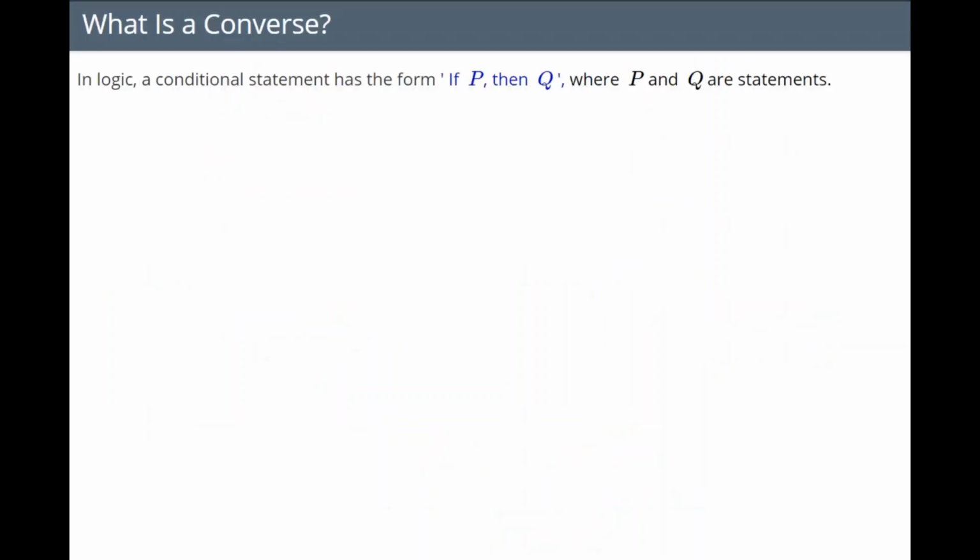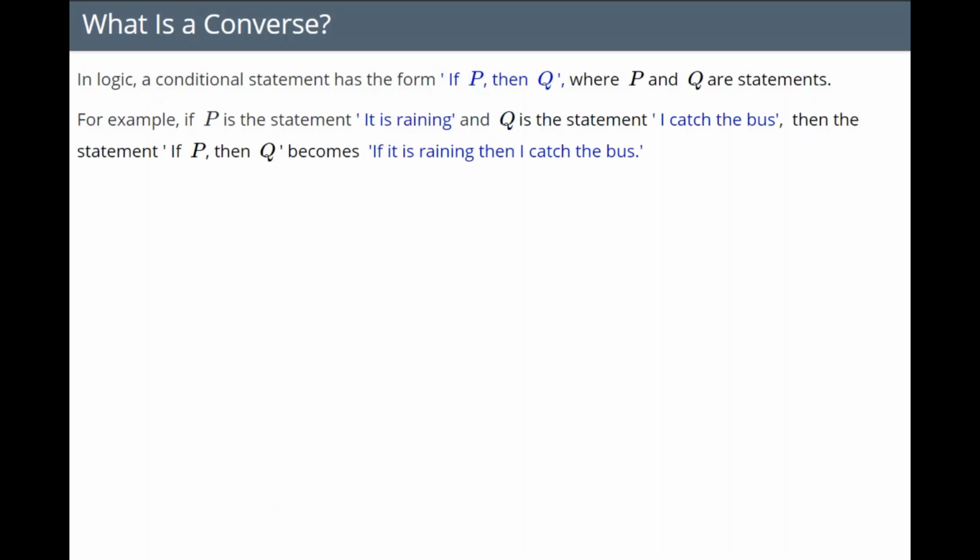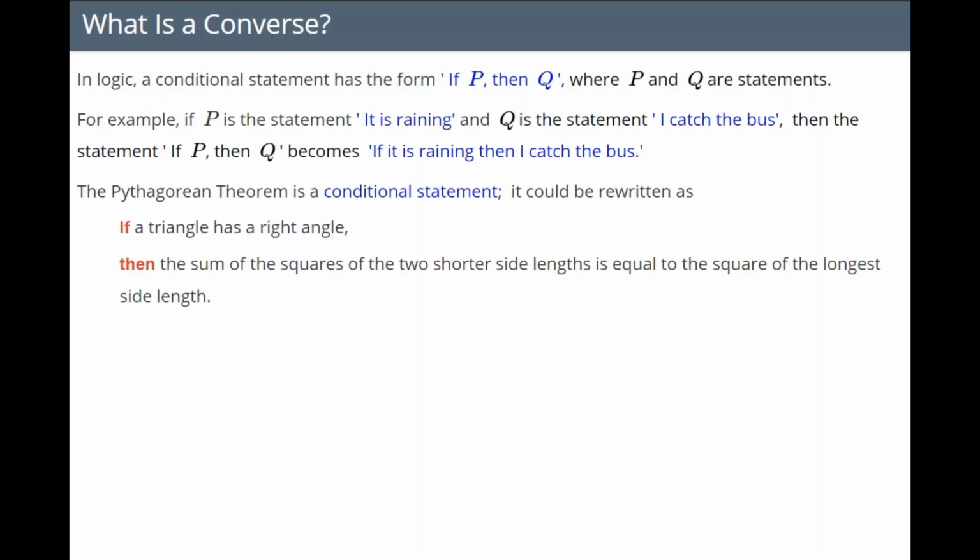In logic, a conditional statement has the form if P then Q, where P and Q are statements. For example, if P is the statement it is raining and Q is the statement I catch the bus, then the statement if P then Q becomes if it is raining then I catch the bus.